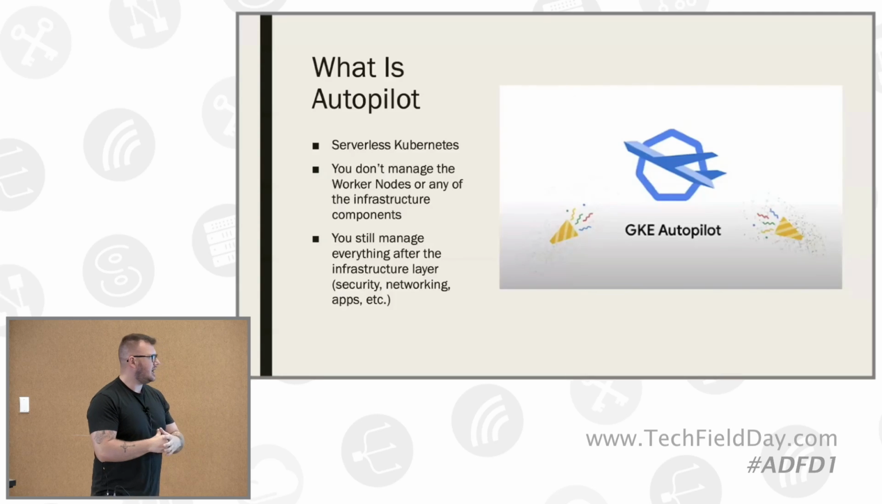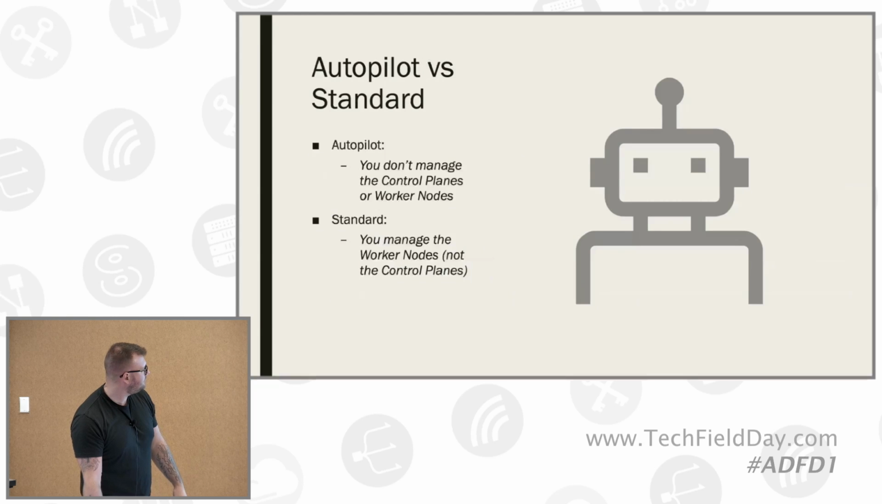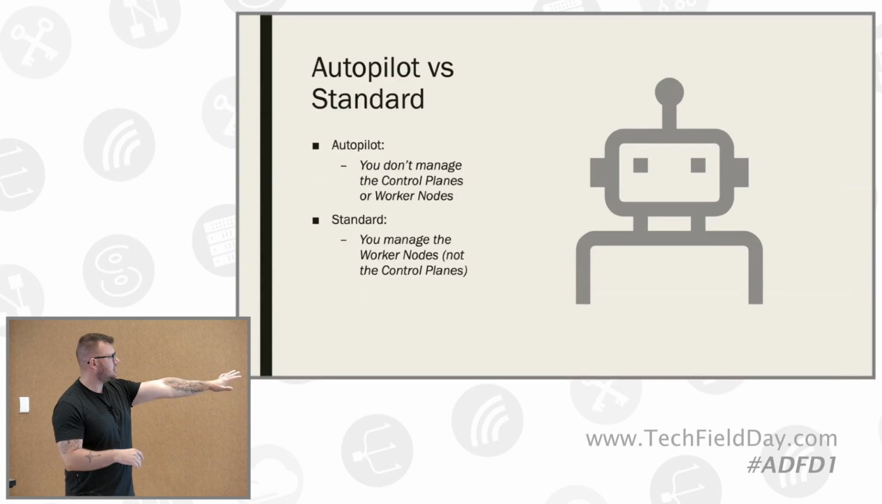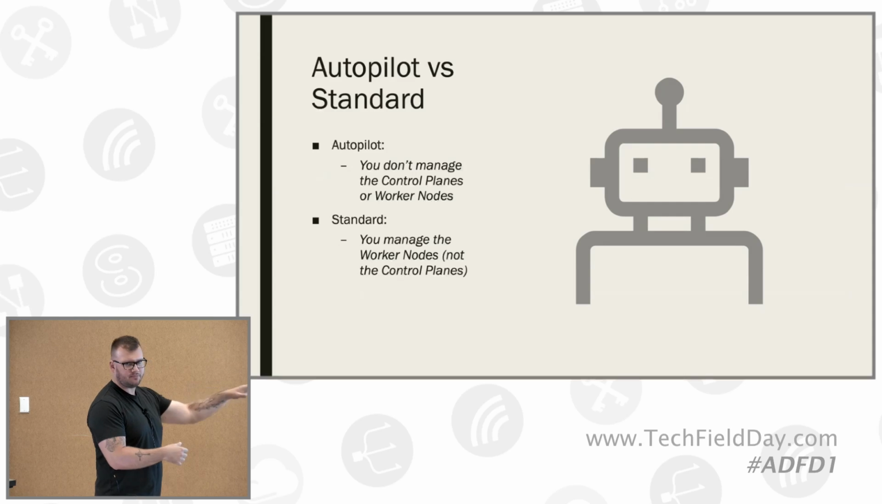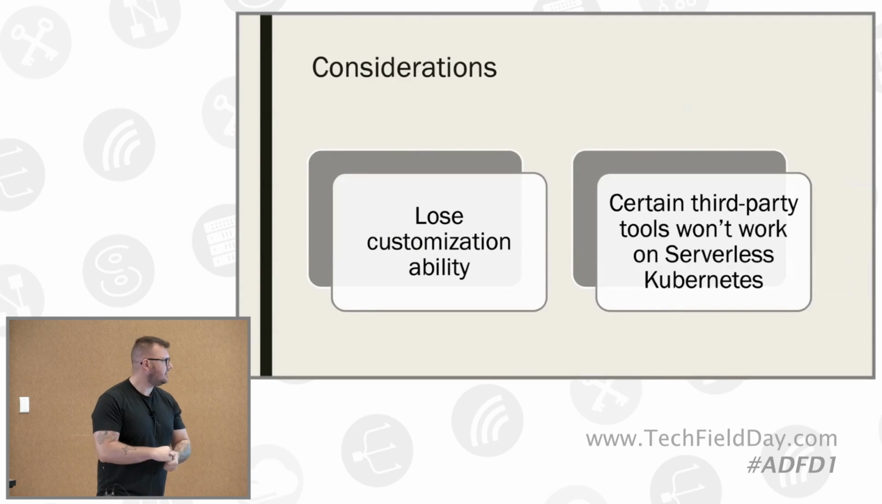So just because the infrastructure is managed by GCP does not mean that you don't have to worry about security and networking and application performance and all that fun stuff. All right. So a couple of considerations here that I want. Oops, sorry. Let's go back here. Autopilot versus standard. Kind of just already talked about this, but with Autopilot, you don't manage the control planes or the worker nodes. With standard GKE, just like AKS, EKS, etc., you're managing the worker nodes, but not the control planes.